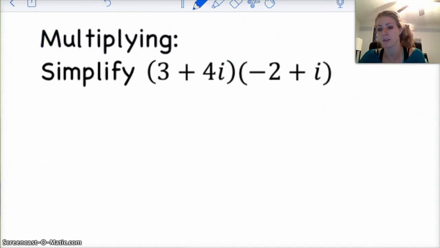Multiplying two complex numbers, again, it's kind of what you're used to, right? It's just foiling.